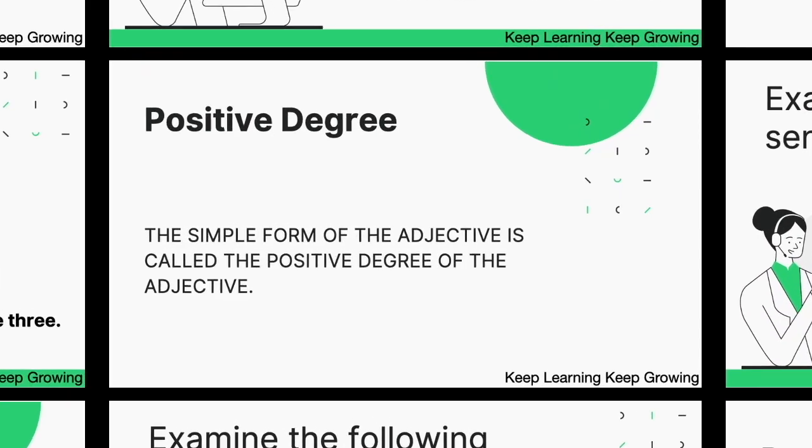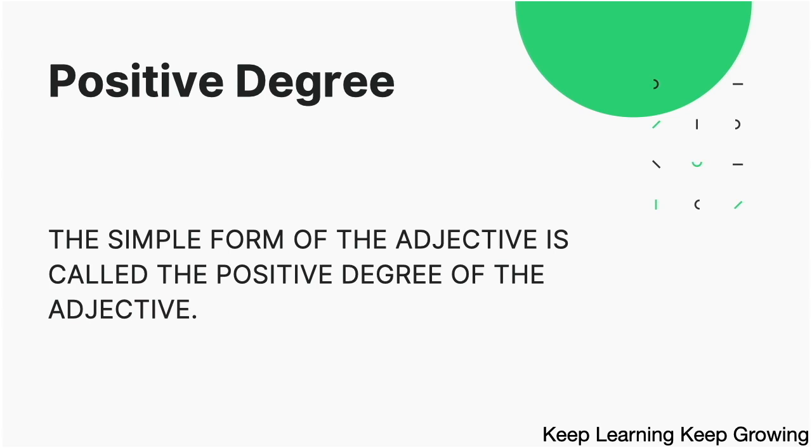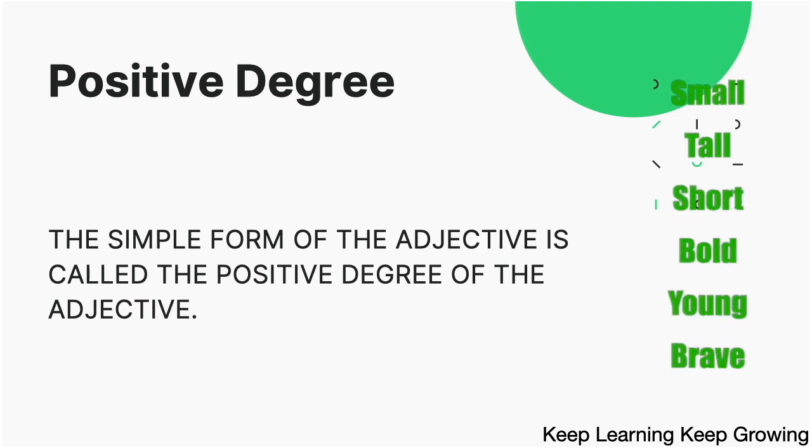Now moving on to the second slide. Here we are going to learn what is positive degree of the adjective. The simple form of adjective is called the positive degree. Take some examples like small, tall, short, bold, young, brave, etc.